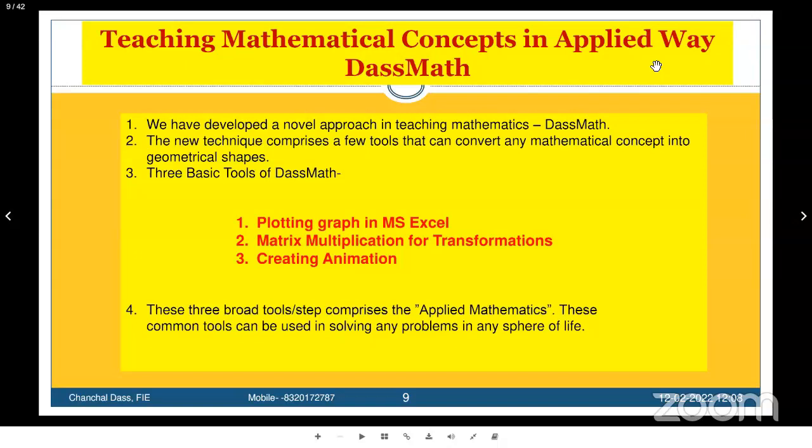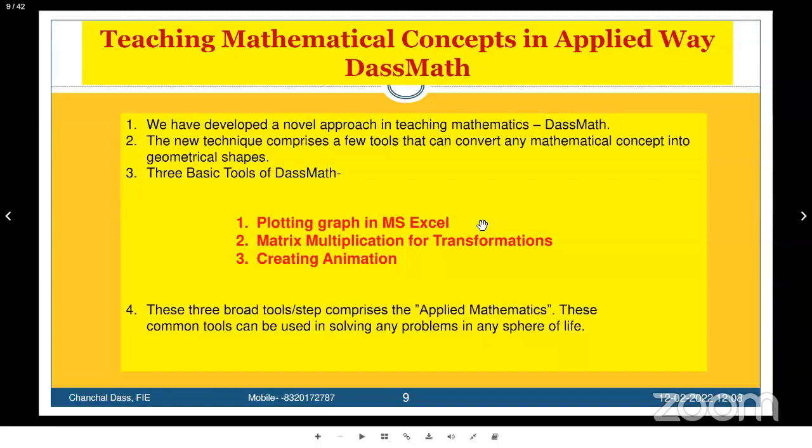Mathematics is for all. It can be applied, it can be abstract, but there is no distinction in mathematics. And what is this applied way? Applied way means, if I think of mathematics, any mathematics has three basic classes, I think. If you learn these three things, you can do any mathematics.